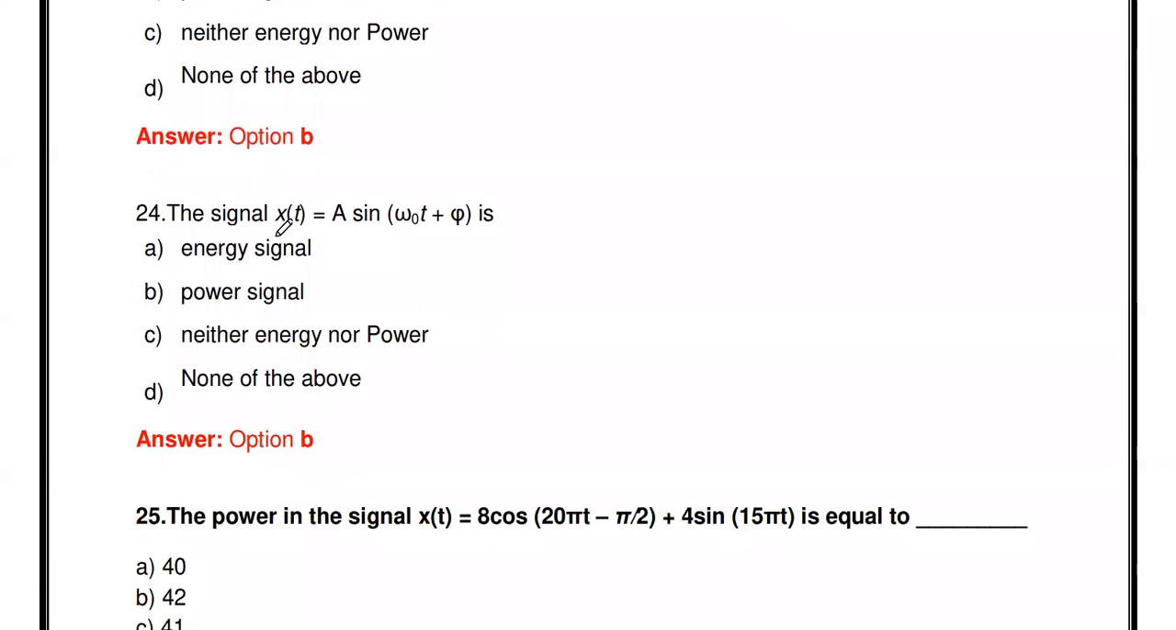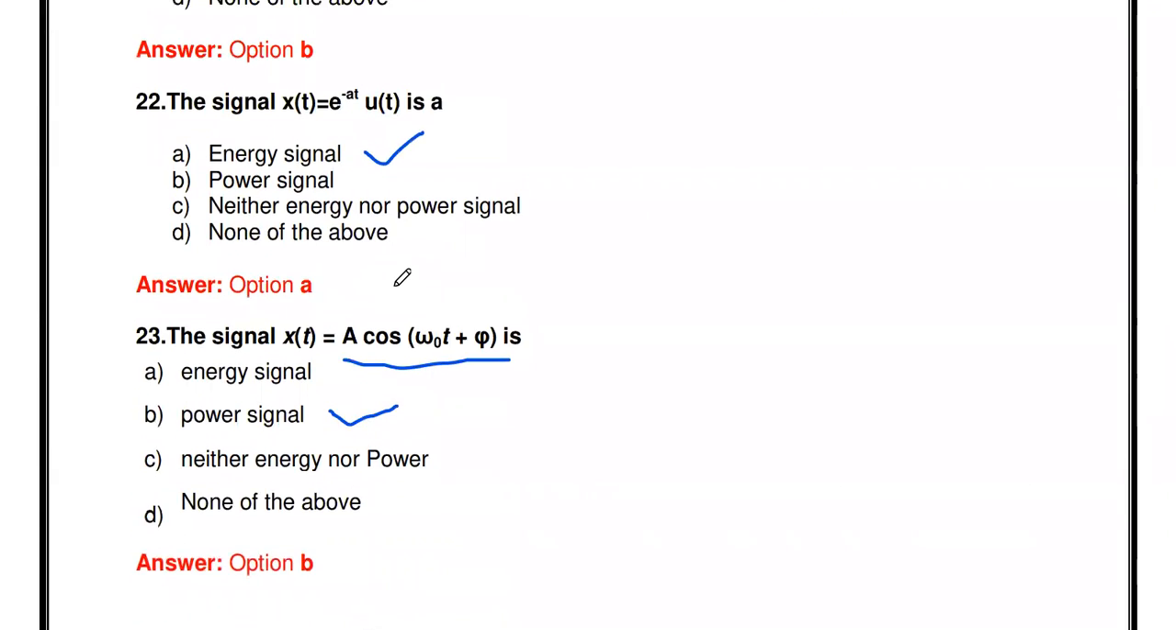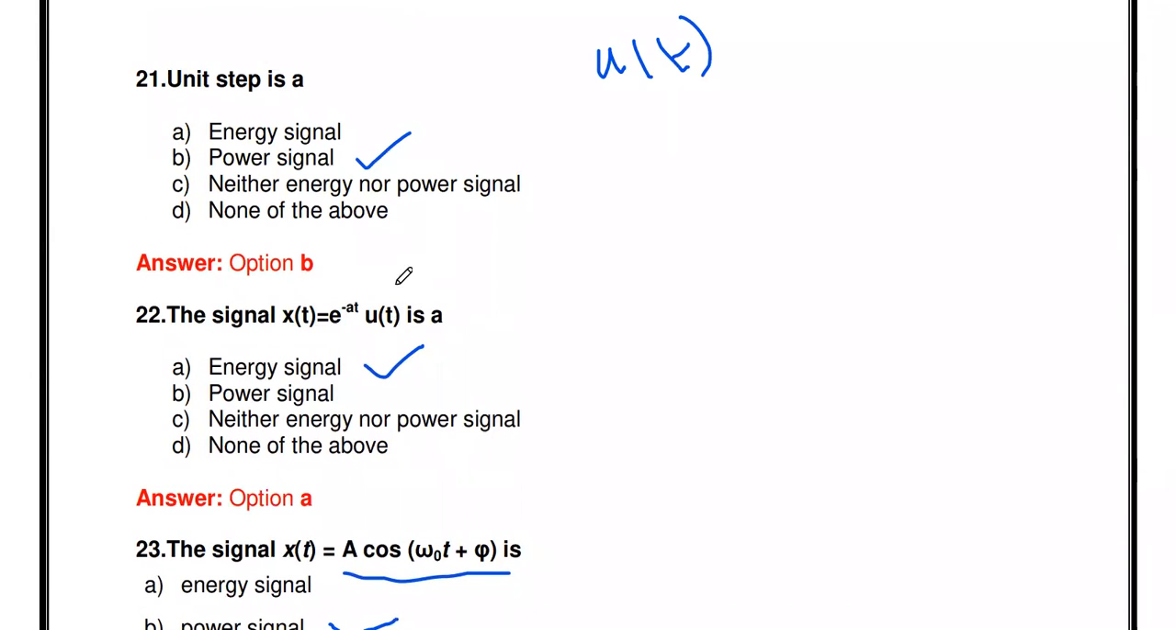Next one, x of t equal to A sine omega naught t plus pi. It is also a power signal. In the place of omega naught, there may be some 2 pi t. For any frequency, all sine and cosine waves are in the power signal category. An exponentially decaying signal is an energy signal. We can remember it.